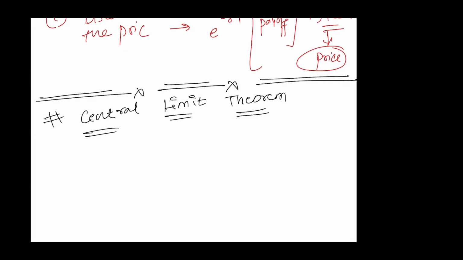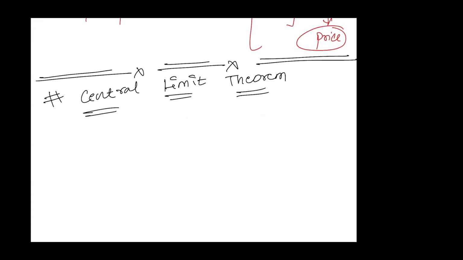Okay. So central limit theorem is basically a concept in statistics that plays a very important role in maintaining the reliability of the concept of Monte Carlo. The central limit theorem states that the average of a large number of independent, identically distributed random variables with finite mean and variance will approximate a normal distribution.